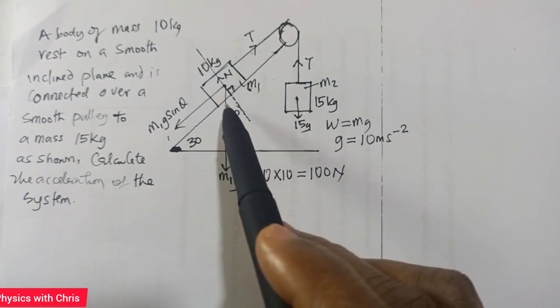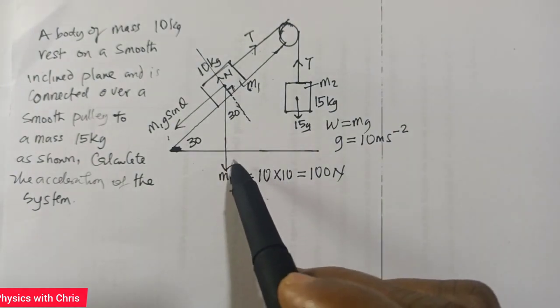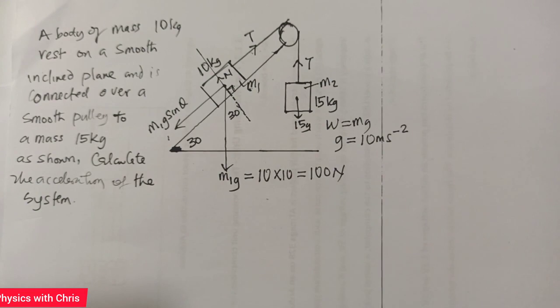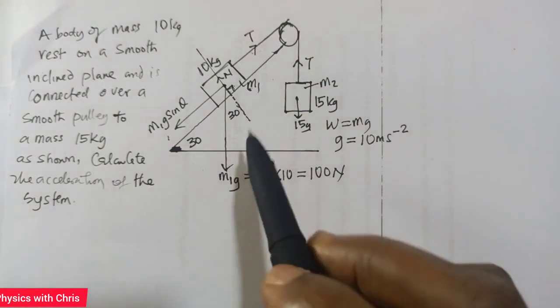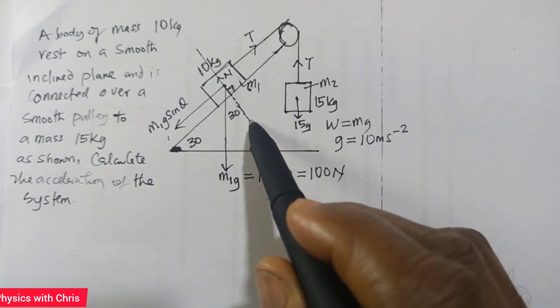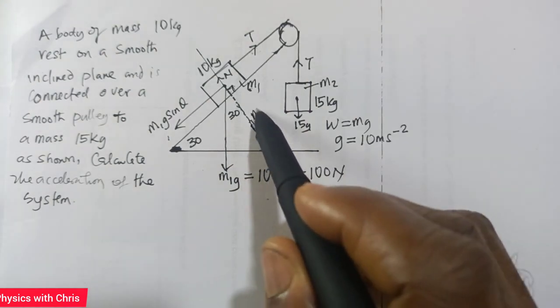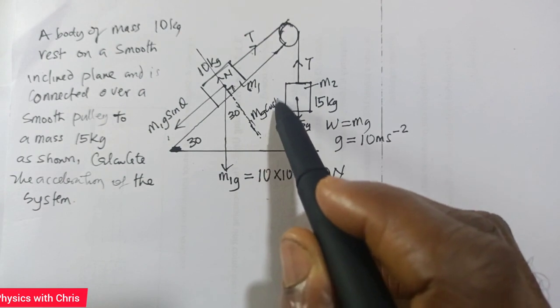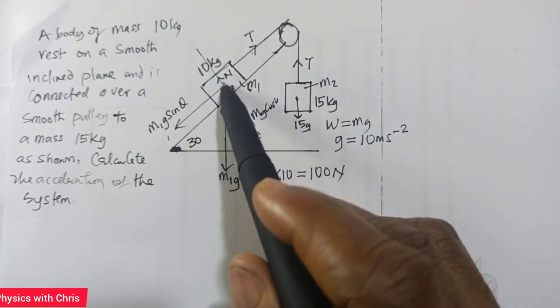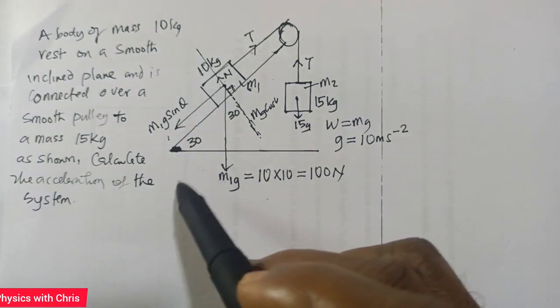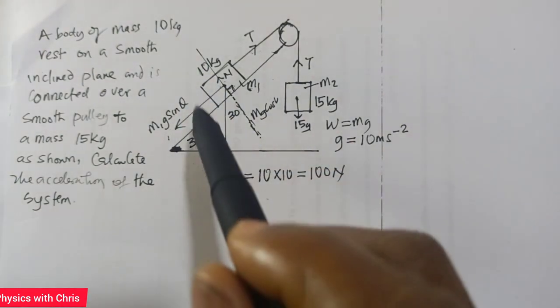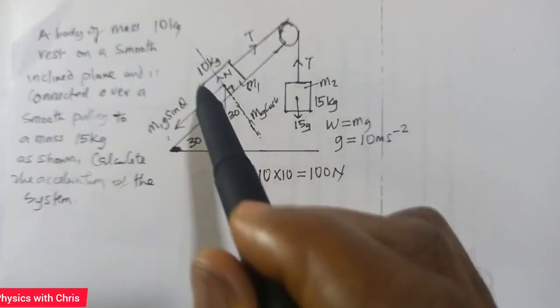Now we can also draw the normal force acting at right angles to this inclined surface. And if I resolve my m1g, as I already showed in my previous videos how to resolve the weight, this m1g has two perpendicular components. One of them is m1g cos theta, which is balanced by the normal force, and the other is m1g sin theta, which acts down the plane. So we are going to resolve for the forces acting along the direction of motion only.